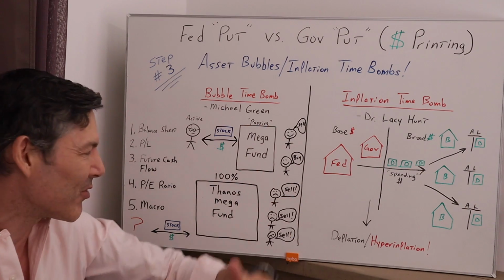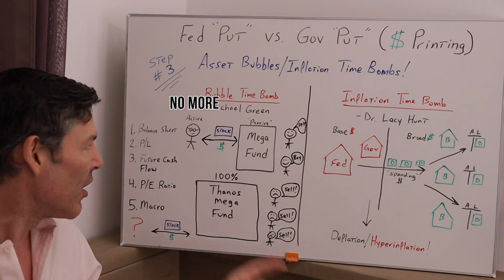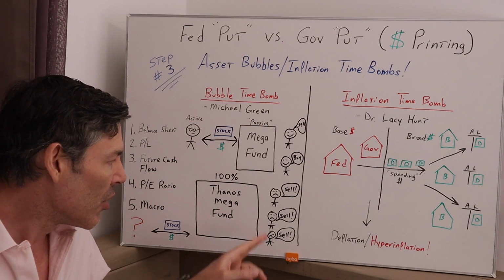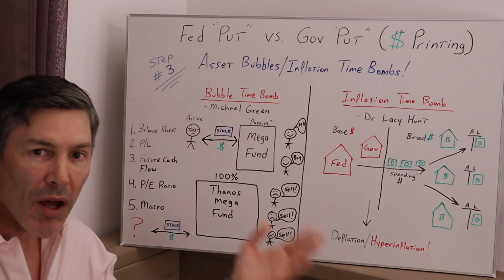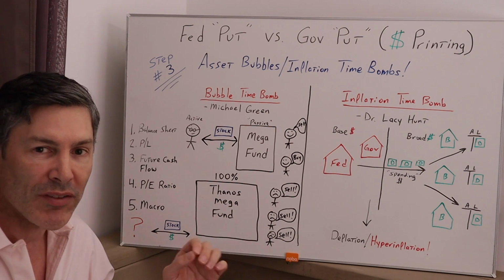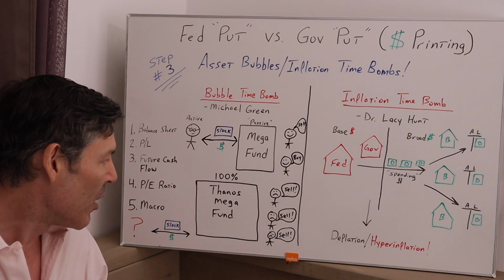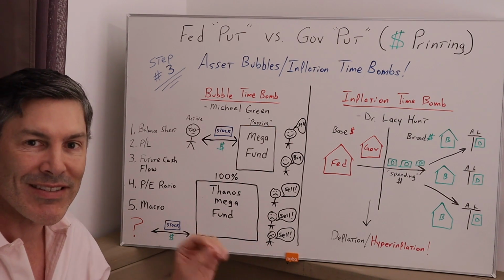It just controls everything. We have no more active managers that are doing the quantitative or qualitative analysis. The investors go to the Thanos mega fund and they say, hey, we want our money back. We're retiring. We're baby boomers. We've got bills to pay. The only thing Thanos mega fund can do is sell.